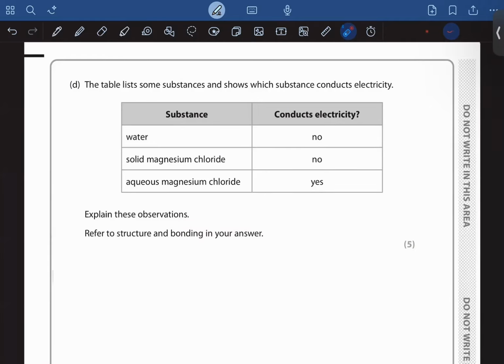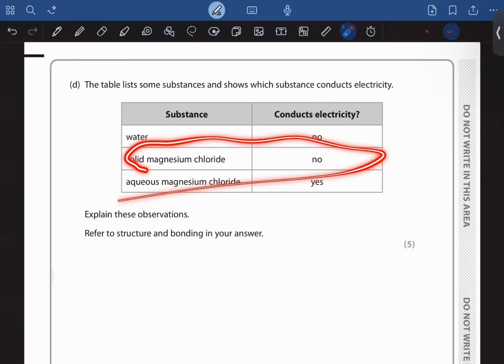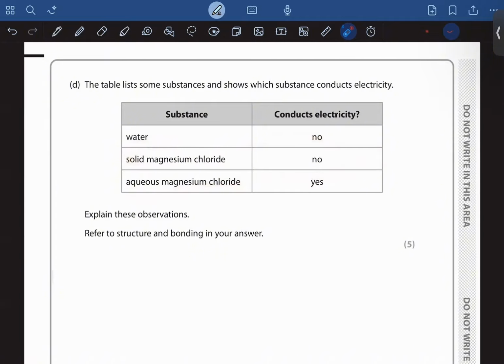So water is a simple covalent compound. It does not have any charged particles or delocalized ions that could conduct electricity. Okay? It does not have any free electrons or delocalized electrons or mobile electrons, so they cannot move and hence cannot conduct electricity. For magnesium chloride, solid one, it is a giant ionic compound and the ions over here cannot move. Hence, it can also not conduct electricity.